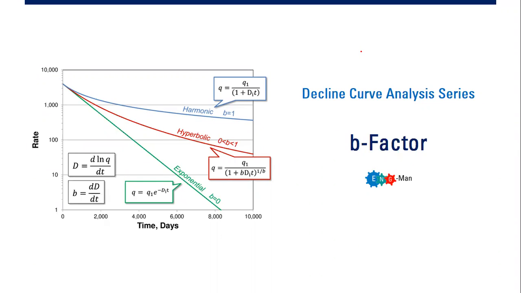So in this video, we will continue our decline curve analysis series, and we are still talking about B factor. As you can see, we have three possibilities of production decline. The first one is exponential, where B equals 0; hyperbolic, B between 0 and 1; and lastly harmonic, B equals 1.